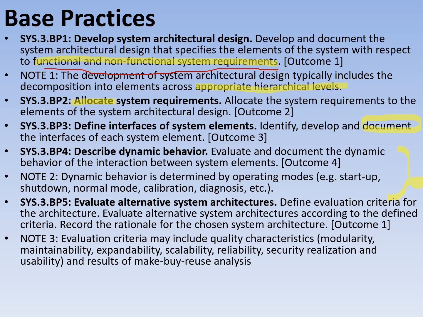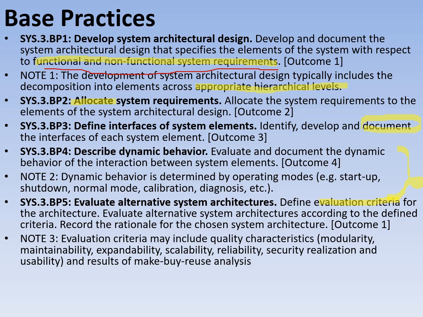Base practice 5, evaluate alternate system architectures. Define evaluation criteria for the architecture. Understand this word carefully. We have to define the evaluation criteria for the architecture. Define alternate system architecture according to the defined criteria. So it's always better to have more than one architecture so that you can identify the right and most appropriate architecture. Evaluation criteria may include quality characteristics, modularity, maintainability, expandability, scalability, reliability, security reasons, and the results of the make-buy-reuse analysis.